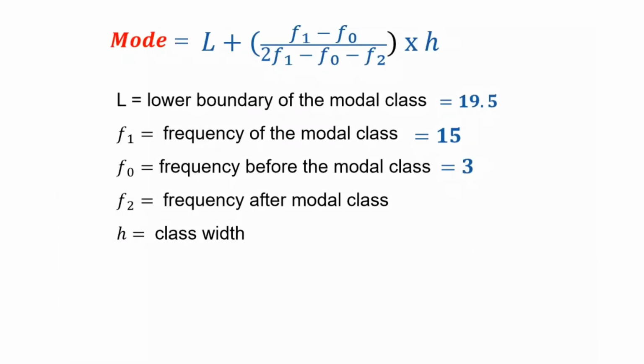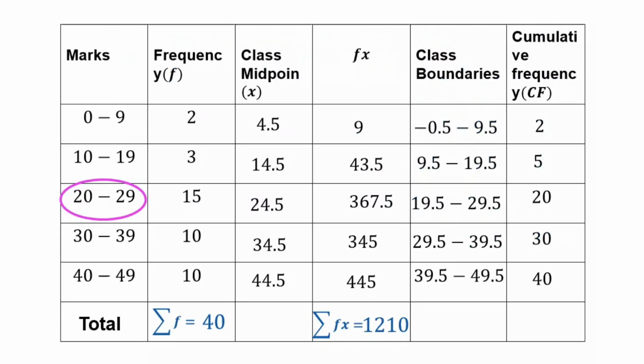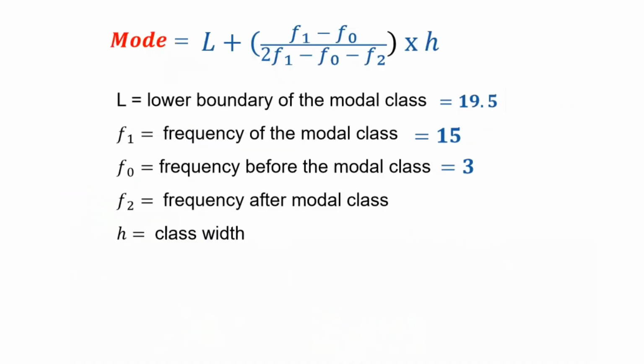Then we find the frequency after the modal class. So we go to our table again, and you also know that if 15 is the frequency of our modal class, then what is the frequency after the modal class? Then you know that it's going to be 10. Very simple, okay? So it means that that one is also 10.